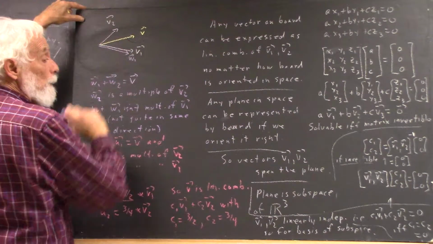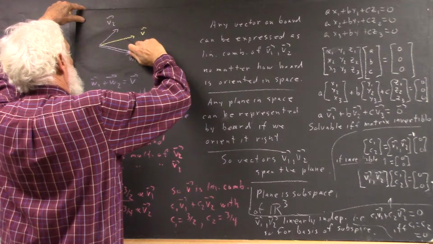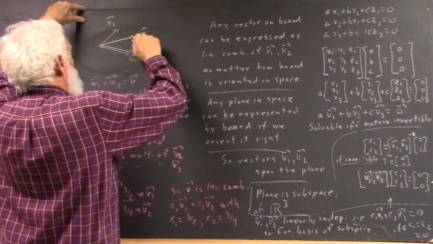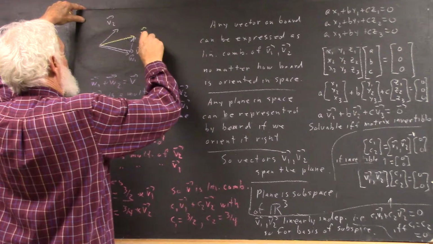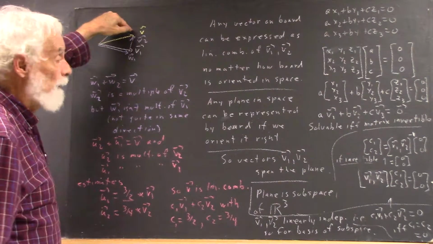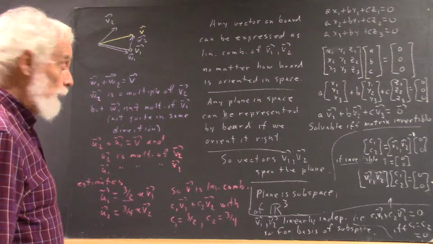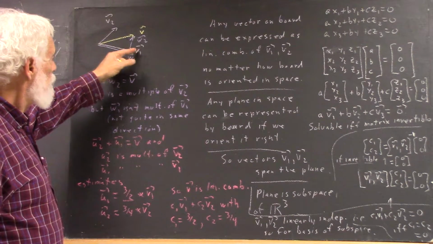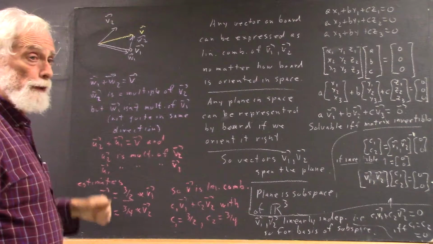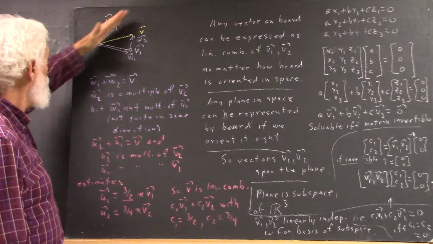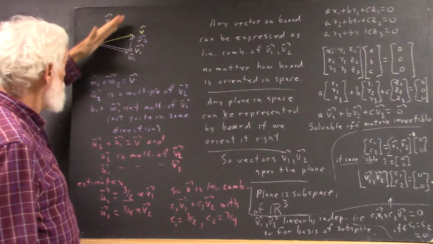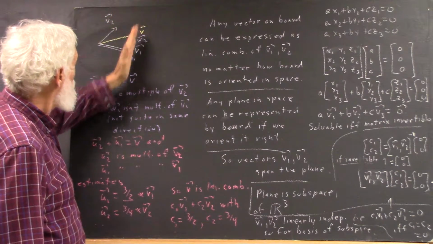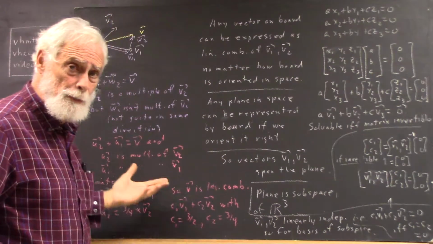Okay, well there's a W1 and here's a W2, and they add up to the V vector. Okay? And W1 is a multiple of V1. However, clearly W2 is not a multiple of V2 because any multiple of V2 has to be in the same direction as V2. Well, V2 is in this direction, W2 is in this direction. They aren't in the same direction.